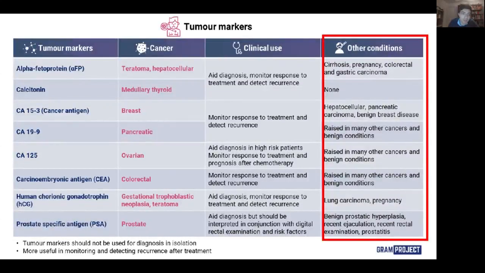CA19-9, much the same applies, but for pancreatic or biliary tract cancers. CA125 with ovarian cancers, the CEA in colorectal cancer, HCG in some germ cell tumours and gestational trophoblastic disease, and of course PSA in prostate cancer. Of all of those on the table, PSA is probably the most useful and the most widely used.